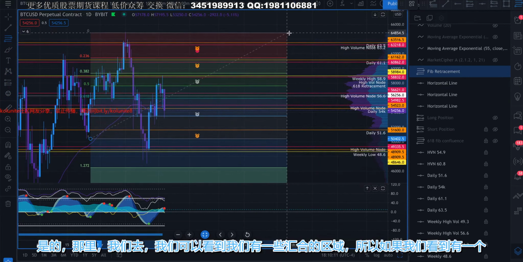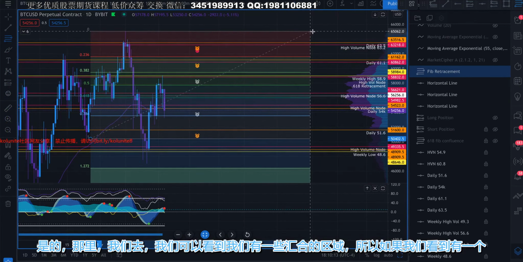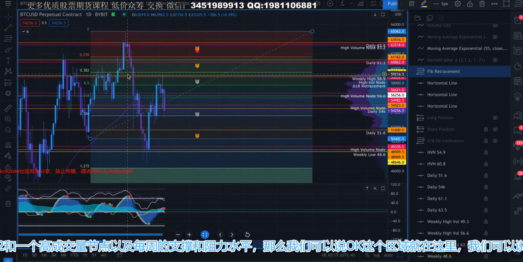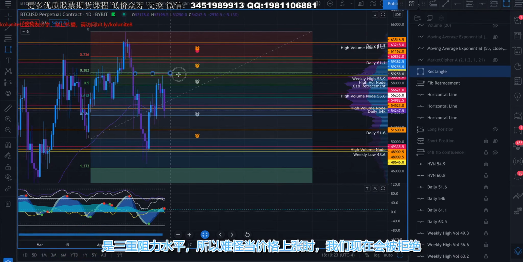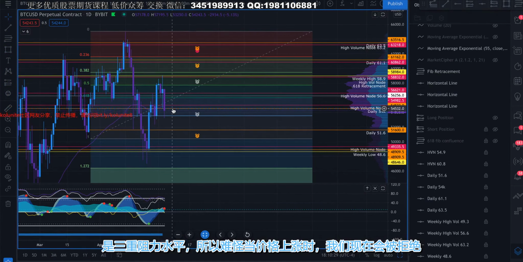Yeah, there we go. We can see that we're getting some areas of confluence. So if we see that there's a 0.382 and a high volume node and a weekly level of support and resistance, then we can say, okay, this zone right here is a triple level of resistance. And so it's no wonder that when price comes up here, we get a rejection off of there.